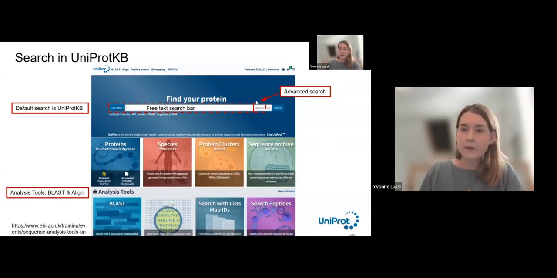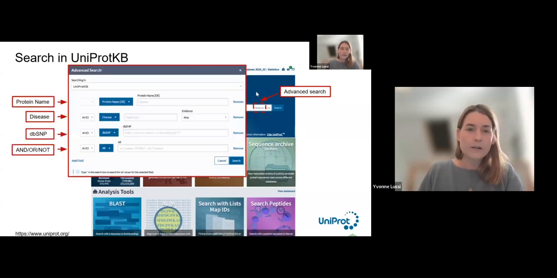Then, importantly, we also offer an advanced search. And in the advanced search, you can specify what you are looking for, either by choosing in the drop-down menu the protein name that you're looking for, or gene name. You can look for a disease, and you can look for a specific variant that you're interested in by using its dbSNP identifier. You can combine these searches in the advanced search by using AND or you can exclude information by using the NOT qualifier.